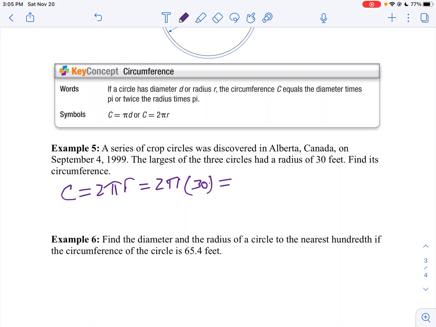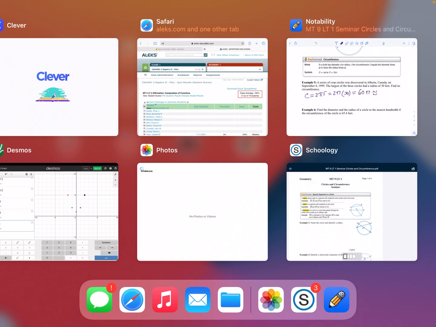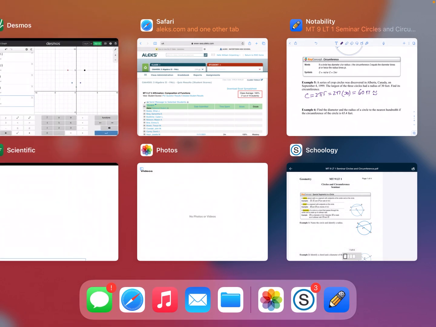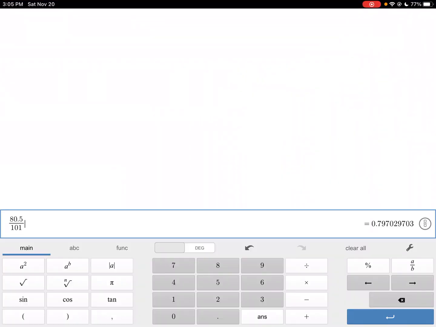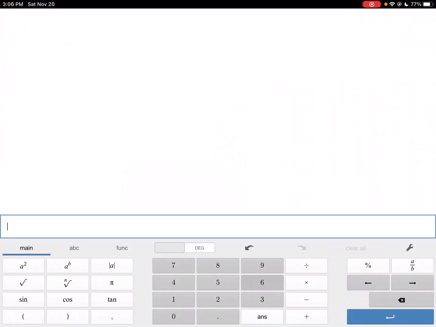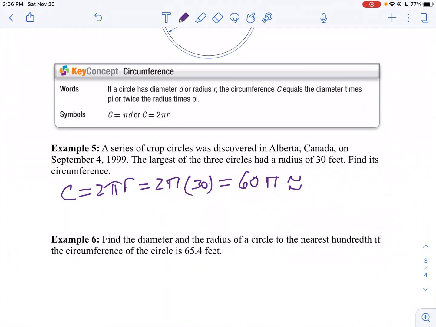The exact answer is 60 times pi. However, in real life, we usually don't say 60 pi. We're going to multiply that out and then round it to something appropriate. So I'm going to take out my calculator, and looks like, there it is. So I'm going to take 60 times pi. See, the pi is in the third column. So there was 60 pi. So I'm going to say about 188 feet. Round it to the nearest whole number.